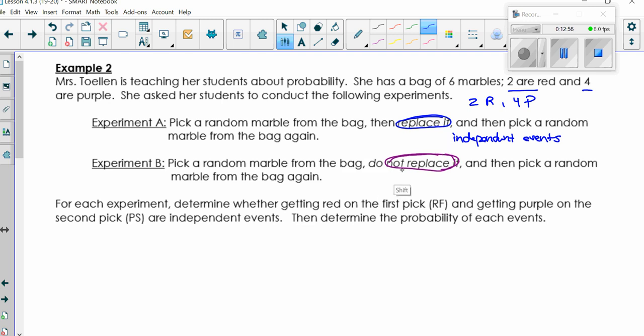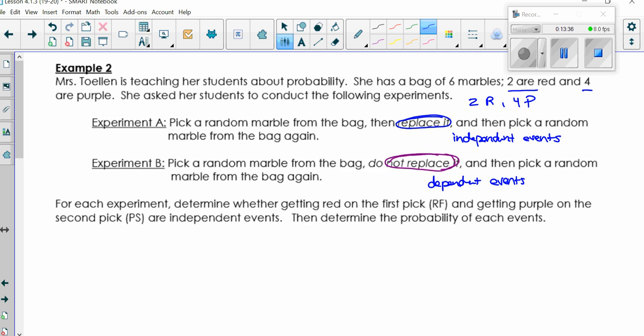Whereas if you were to pick a marble and then you were to hold on to that marble and then go to pick a second marble, these are dependent events. And the reason that they're dependent is because whatever you pick on the first pull is going to influence the second pull. One, because the total number has changed, and two, because if you pick a red, now there's only 1 red left. Or if you pick a purple, now there's only 3 purples left. But more importantly, it changes the total, which means it changes the probability. So dependent. The second pick is dependent on the first pick.